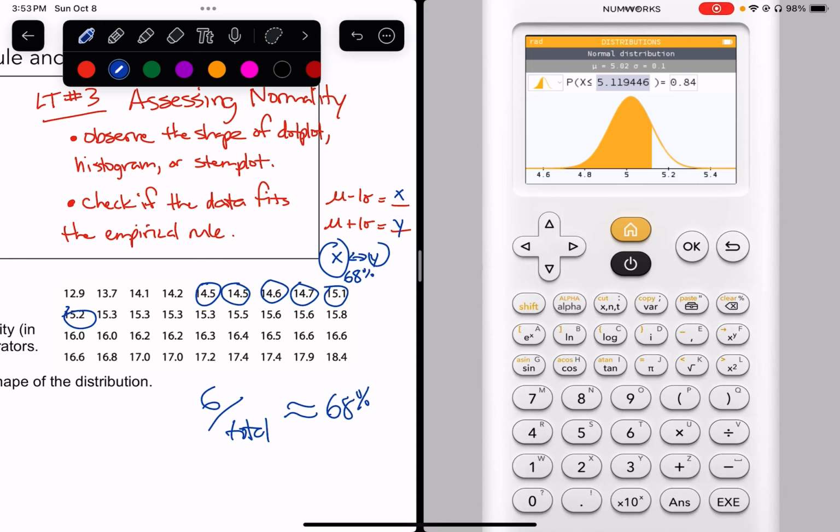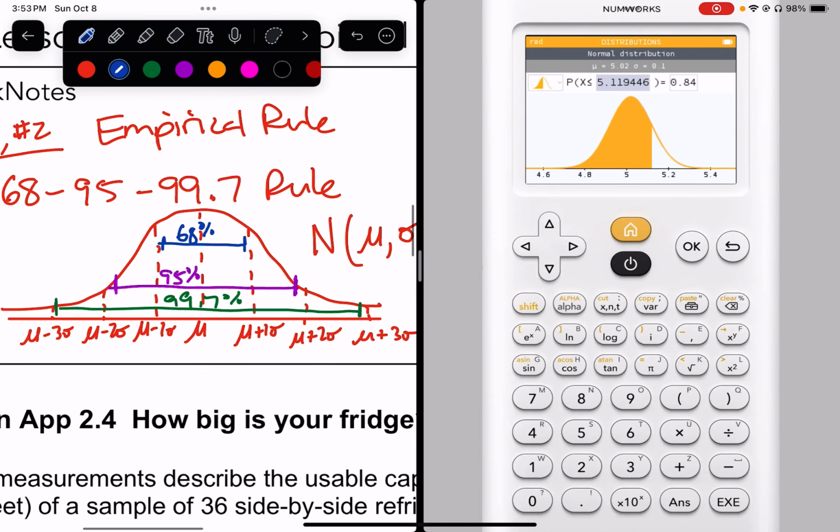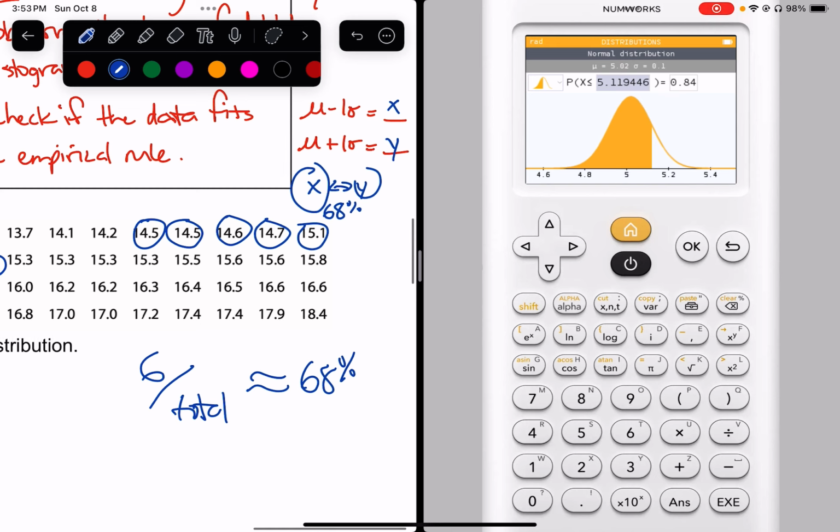Then I would need to check 2 standard deviations. If I do the mean minus 2 standard deviations and the mean plus 2 standard deviations, I'm going to get a new X and Y. And I'm going to say, okay, between these two numbers, do I have 95%? Because two standard deviations is 95%. And then similarly with three standard deviations, do minus 3 and plus 3, and is that within 99.7%? Is it close? And again, the percentages aren't going to be exact. Sometimes they'll be 69% or 94% or something like that. And if it's fairly close, then we're good.